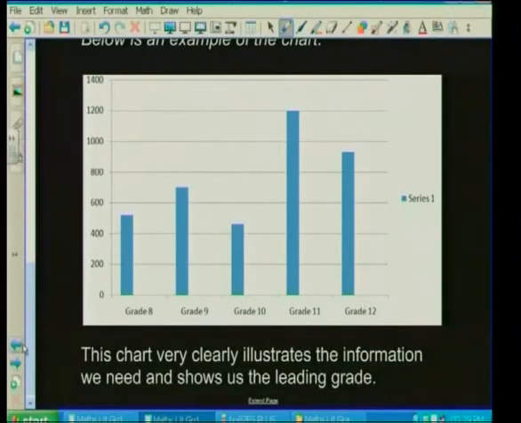Instead, a good way to do it is by a bar chart. Let's have a look at that. Okay? So this chart very clearly illustrates the information we need and shows us that the grade ahead is grade 12. Who's collected the least? Oh, you can see that straight away. Grade 10, then grade 8, then grade 9, then grade 12, and then grade 11. So come on, grade 10s, you need to collect more money. All right? Do you understand that?